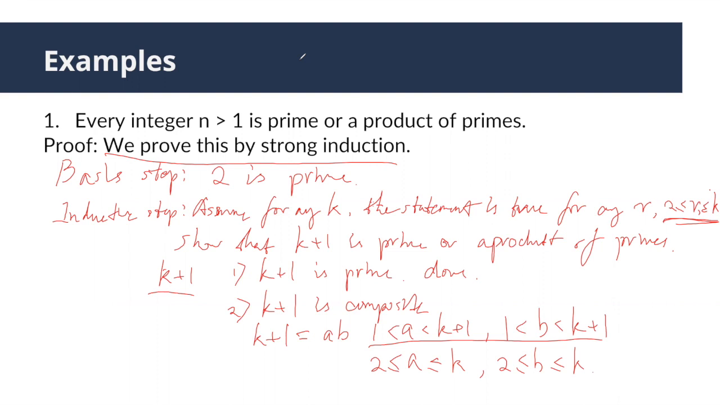Now look, a and b are both within this range. Therefore, by the inductive hypothesis, we can conclude that both a and b are either primes or a product of primes. And therefore, you prove that k plus 1 is a product of primes. And that's the inductive step. Now, combining the basic step and the inductive step, we proved the original statement is true.